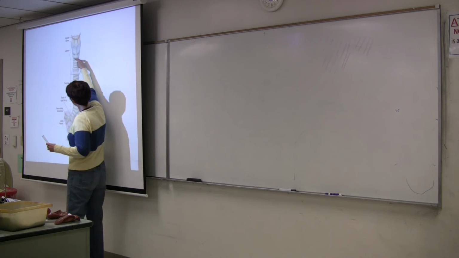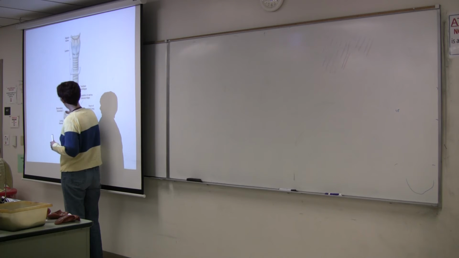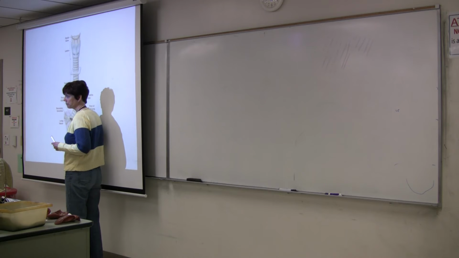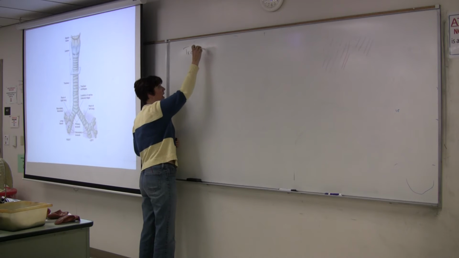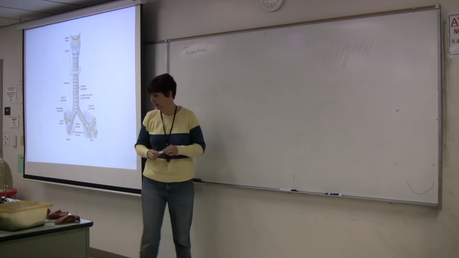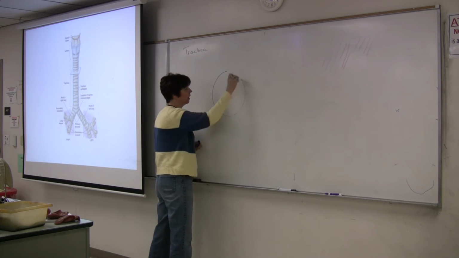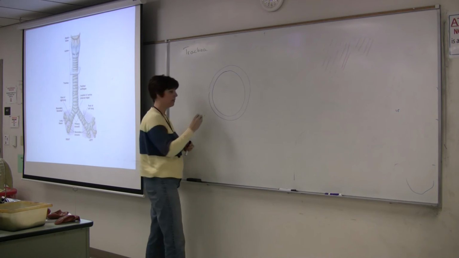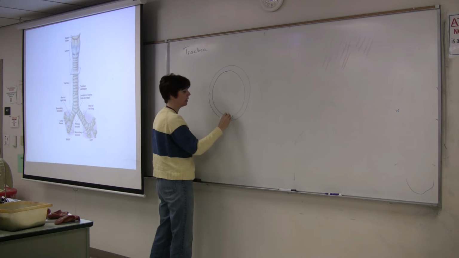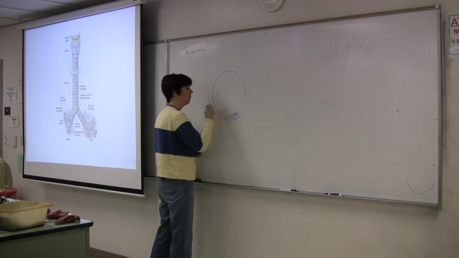The trachea begins just inferior to the cricoid cartilage, and extends down to where it divides to form the primary bronchi. So if we look at a cross-section of the trachea, the lining epithelium is our typical respiratory epithelium, which is pseudostratified columnar with cilia.